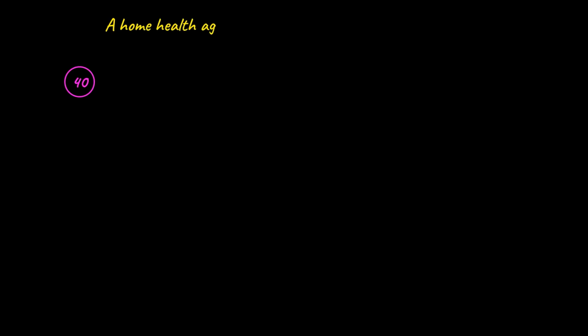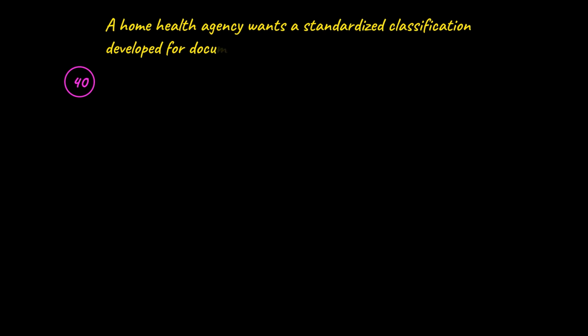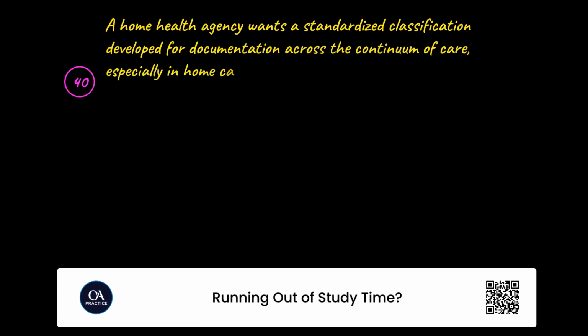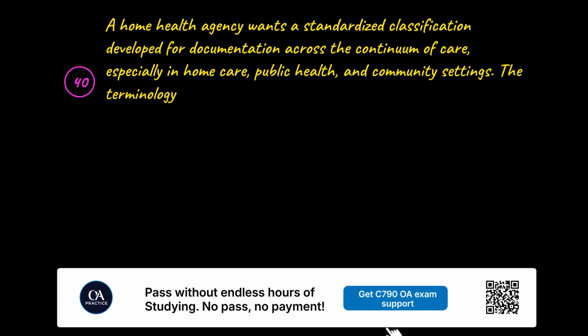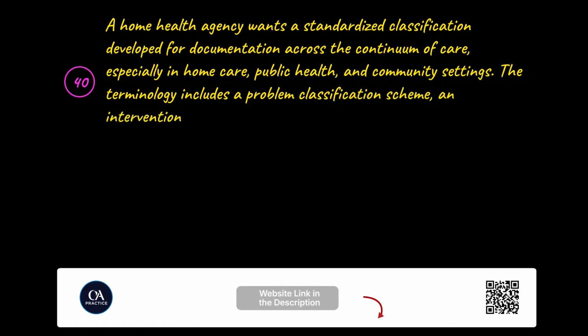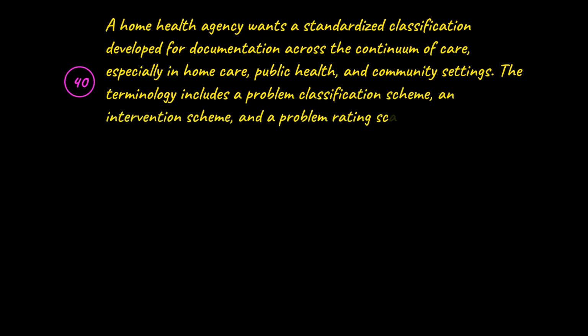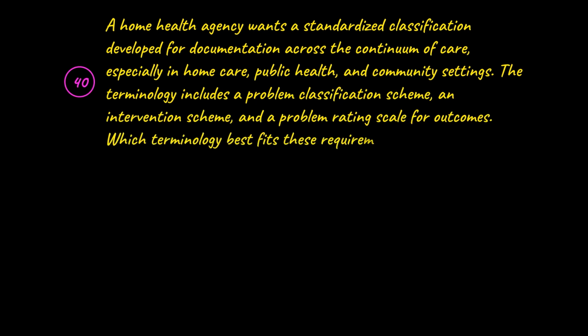Question 4. A home health agency wants a standardized classification developed for documentation across the continuum of care, especially in home care, public health, and community settings. The terminology includes a problem classification scheme, an intervention scheme, and a problem rating scale for outcomes. Which terminology best fits these requirements?